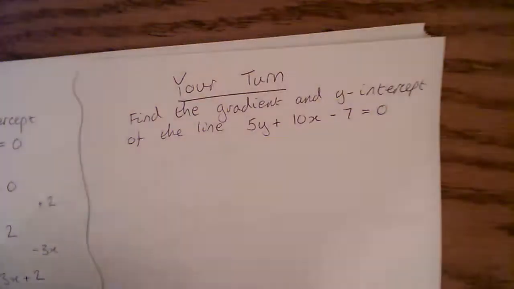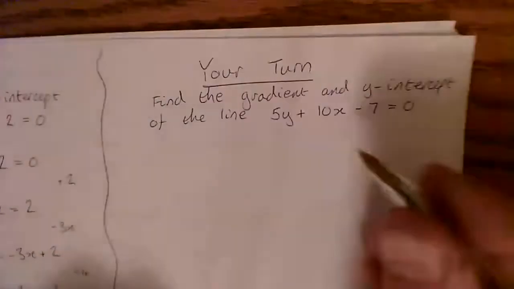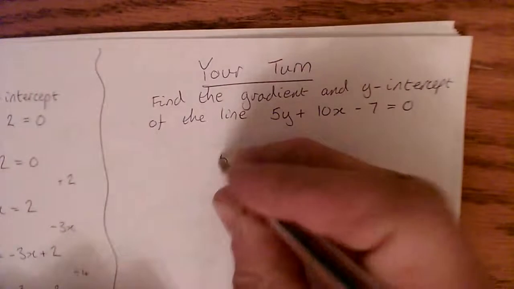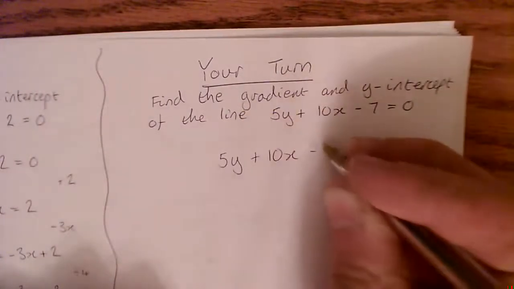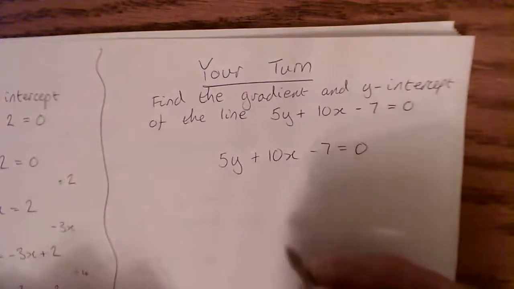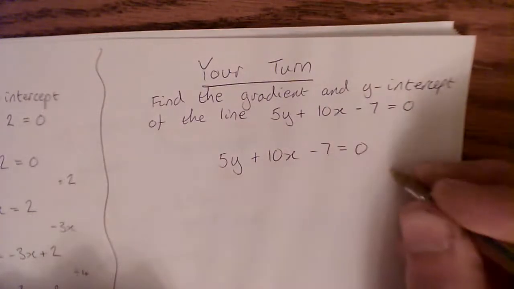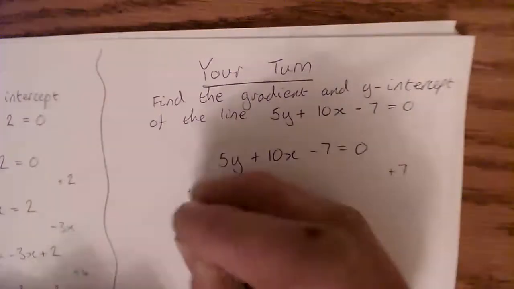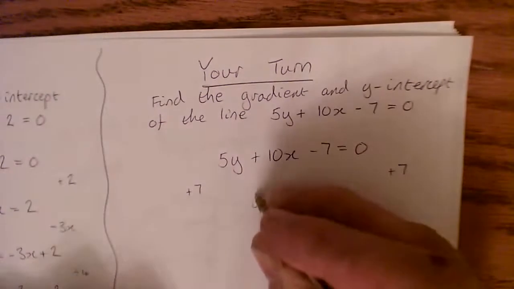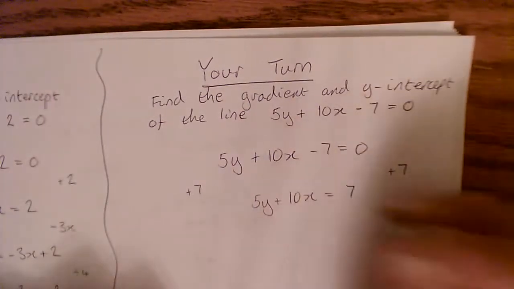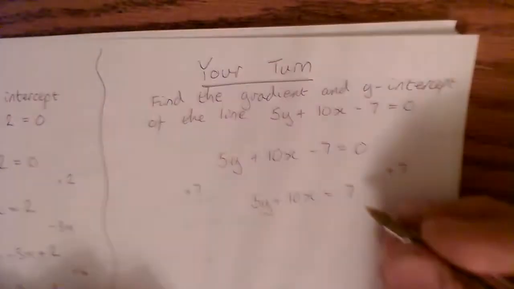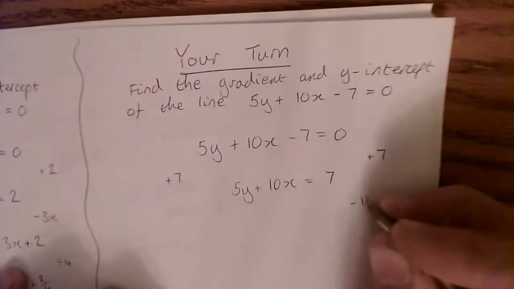Okay, here goes. We're going to run through that your turn, have a little look at what we've got. Starting with the equation 5y plus 10x minus 7 equals 0. We want it in the form y equals something. So let's add 7 to both sides. As I say, lots of you will do this quite naturally, all slightly faster, slightly more steps in one go.